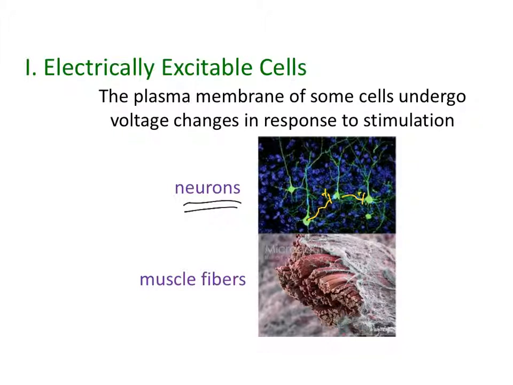But what we're going to be talking about for the next couple lectures is muscle fibers and how they can be electrically excited. I like this picture. This is an electron microscopy image of a muscle fiber. Here you can see the myofibrils, and then this is the endomysium surrounding that individual muscle fiber.